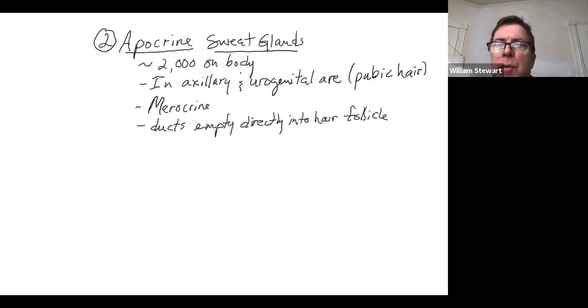So unlike the first picture I drew, I'm not going to draw a whole hair follicle over again. By the way, these are different than sebaceous glands. I'm going to address those last. These are just sweat glands that are associated with our pubic hair. The ducts themselves do not empty directly onto the surface of the skin. They empty into a hair follicle. So that's a major difference.